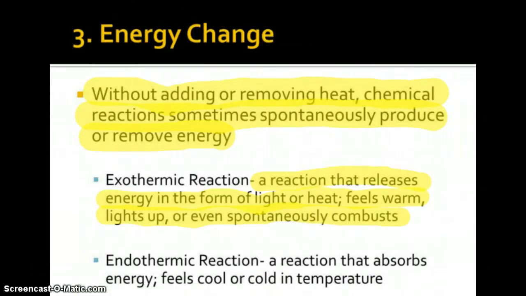All right, you can see in an exothermic reaction, two different substances simply mixed together and they react, and in that case released a whole lot of heat and light, and also spontaneously combusted. Sometimes exothermic reactions will just feel kind of warm or a little bit less dramatic, but either way both would be considered exothermic reactions. An endothermic reaction is the opposite. It is a reaction that absorbs energy, so therefore it feels cool or cold in temperature.